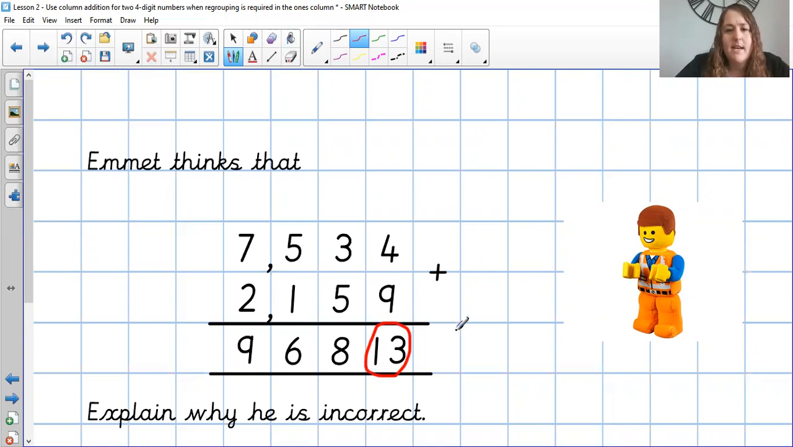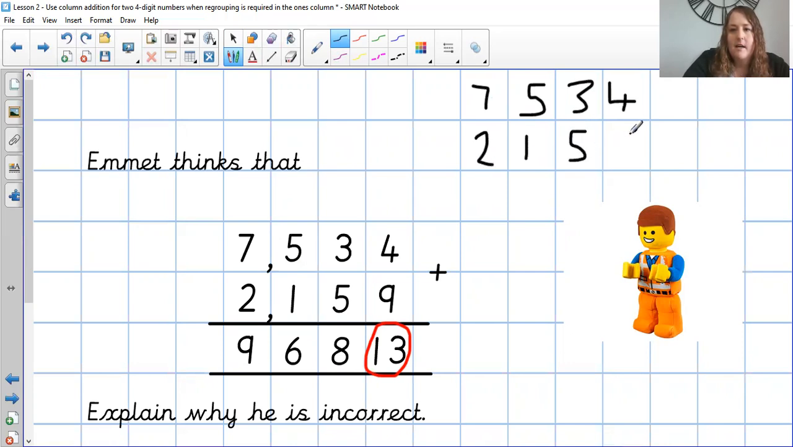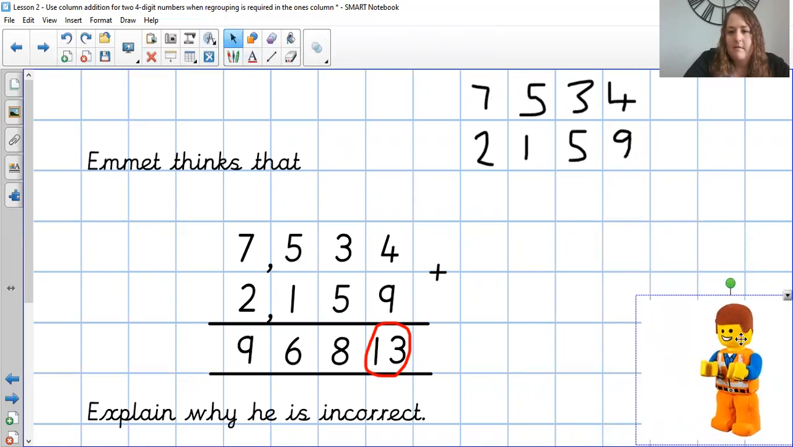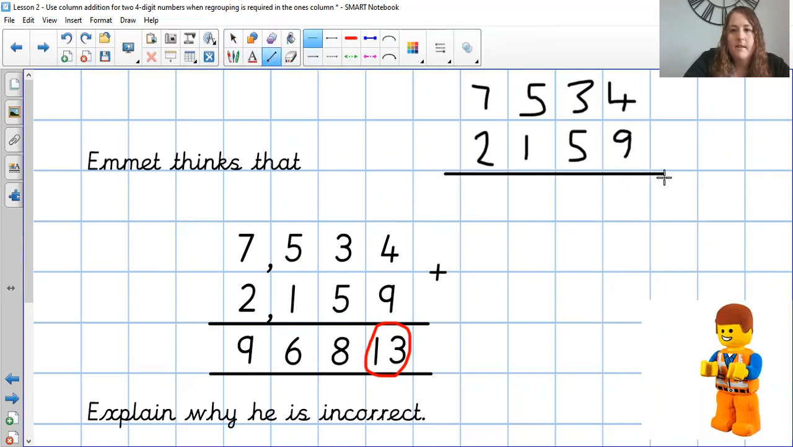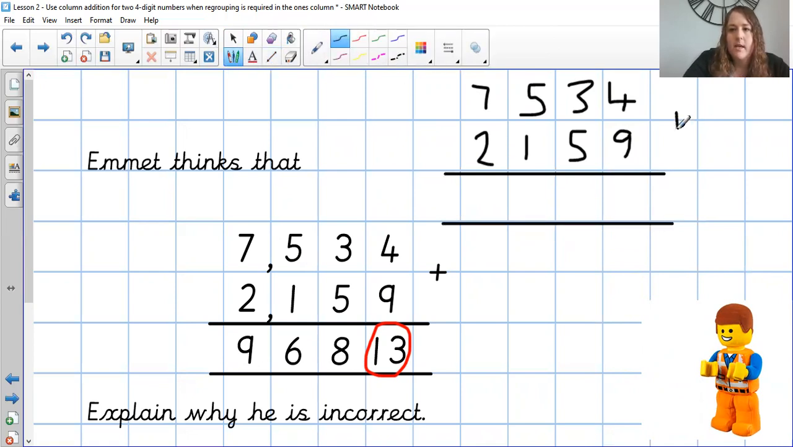What would Coco say? If you had 13 ones, you would have 1 ten and 3 ones. So what we can do is we can redo that calculation for him, and we can show what the correct answer would be. And again, I'm doing it 1 box per digit here. And I am going to have to move Emmett just out the way down here for now. Pop my ruler lines back in, and pop my addition sign in so I know what I'm doing.